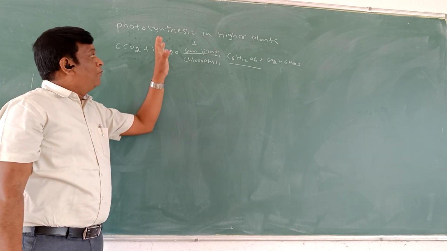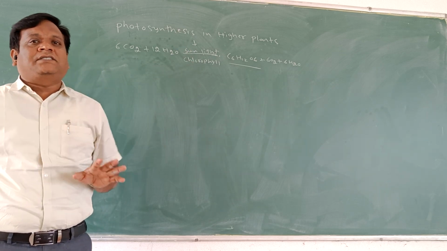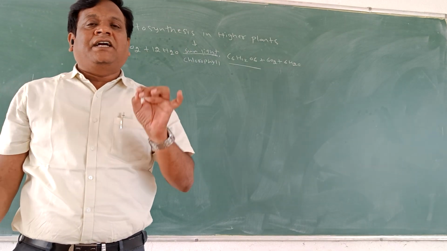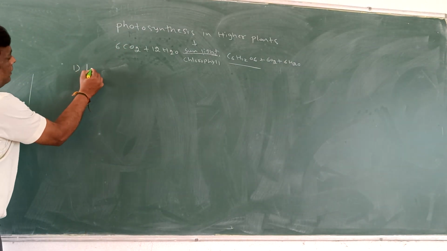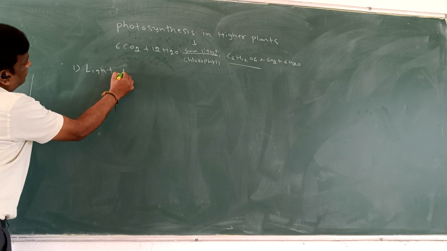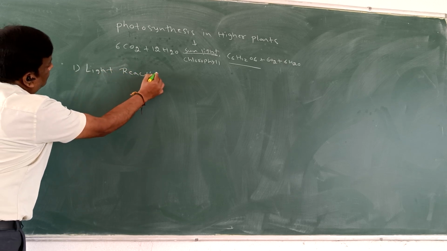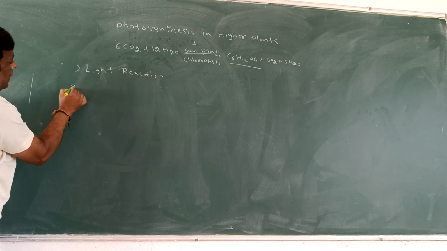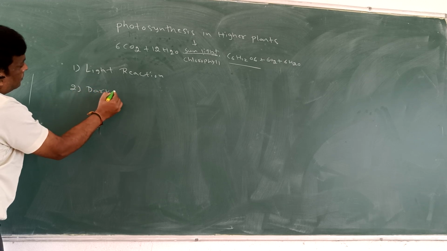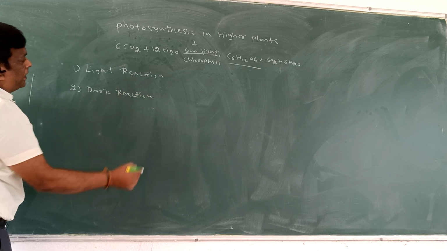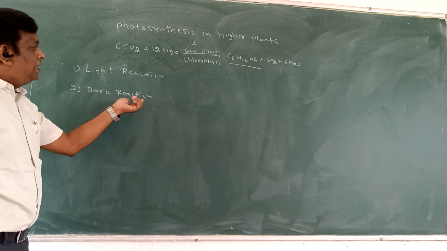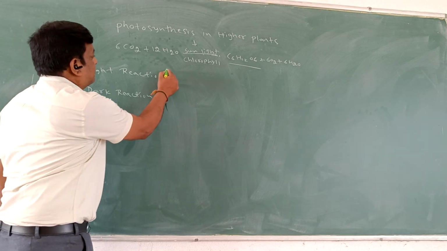Photosynthesis is mainly a two-step process. One we call the light reaction, the second we call the dark reaction. Let's see here. The first reaction is the light reaction. The second one is the dark reaction. These are the two steps. First we will see the light reaction.